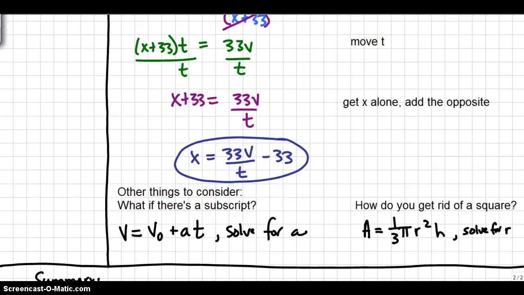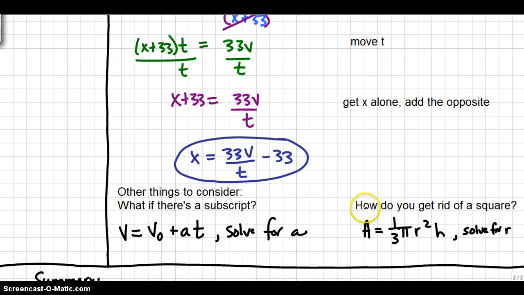Two other things for students to consider. If there is a subscript, like there is on this one says v sub o, that subscript is going to travel with the variable as you're trying to solve. So don't get worried about what to do with that. It's simply a label that's going to move with the variable. Just know that it's not a separate step.